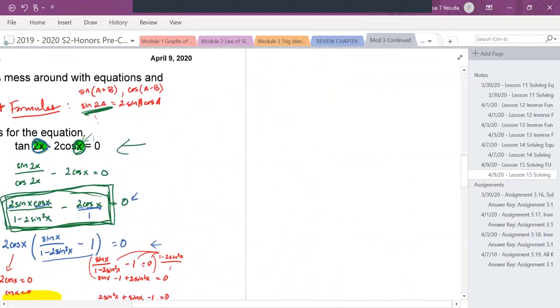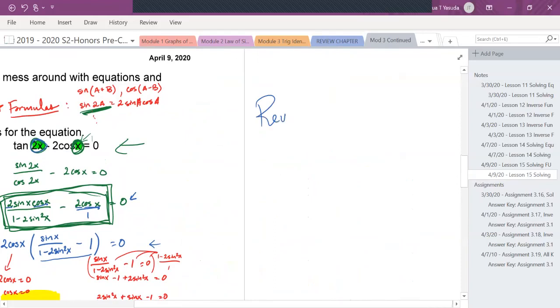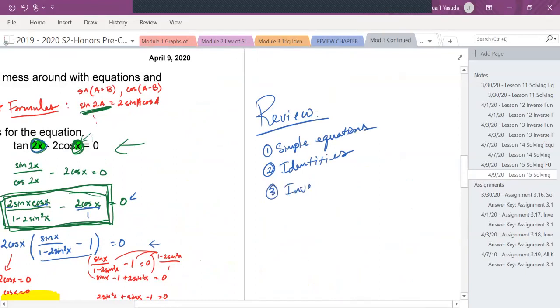So we're reviewing equations before we move on. With equations, we've done simple equations where we've solved for angles, and it's been really good. We've used identities in our equations, so substituting in identities. We've used inverse functions, and we've had to utilize inverse functions to solve equations. Definitely a good thing.